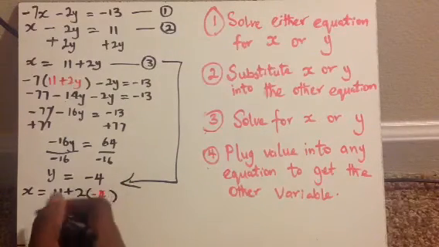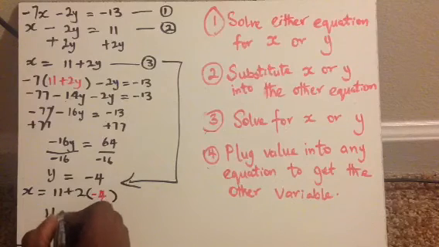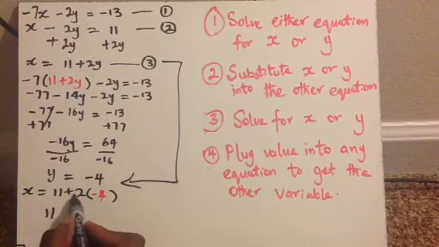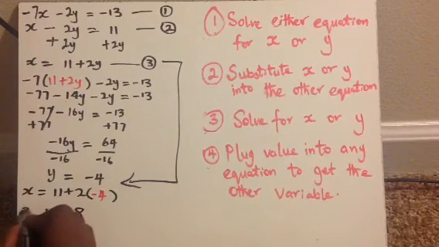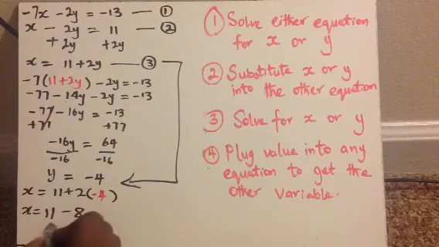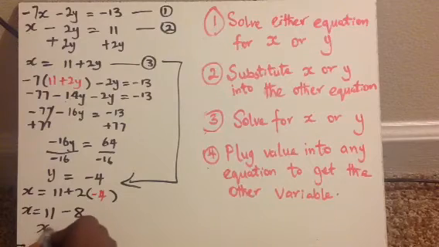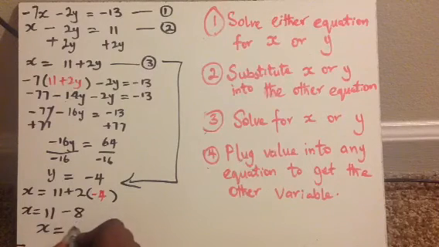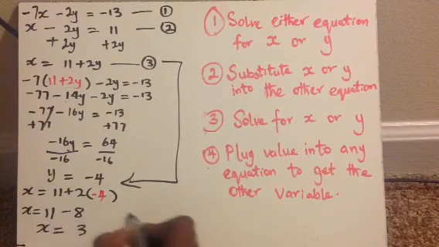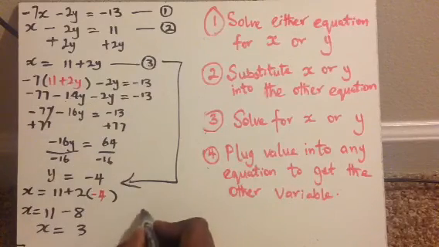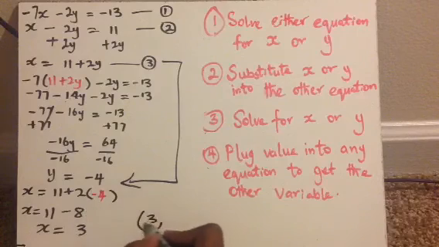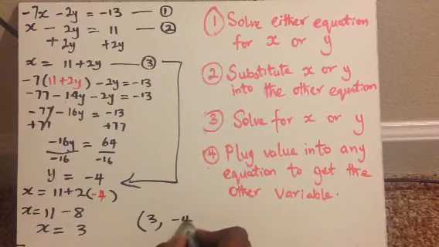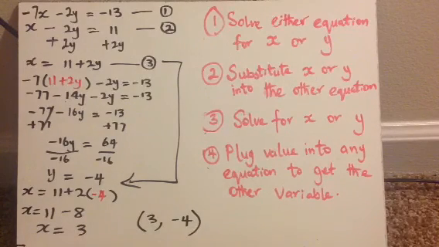So now we have 11, then plus 2 times minus 4 will be minus 8. So x will be equal to that. So our final answer, x, will be 11 minus 8, which is 3. So the solution to this system of equation will be the value for x, which is 3, and the value for y, which is minus 4. And that's how you solve systems of equation using substitution method.